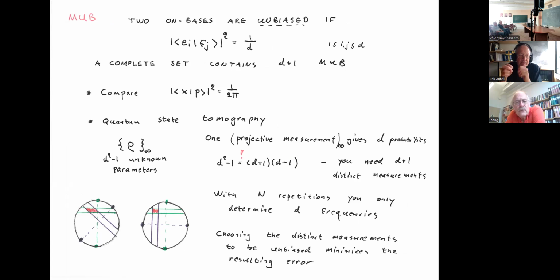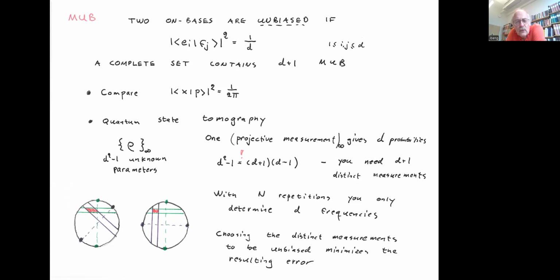The original motivation for considering such things had to do with quantum state tomography. So the setting is that you have an infinite supply of copies of an unknown quantum state described by some density matrix, and you want to determine that density matrix by means of measurements. If you use a projective measurement and repeat the measurement an infinite number of times, you're going to get d probabilities. So d minus one real parameters is what you determine. But the number of parameters in a density matrix is d squared minus one. And because of this nice equation, d squared minus one is d plus one times d minus one, you see that in order to completely determine the state, you need d plus one projective measurements.